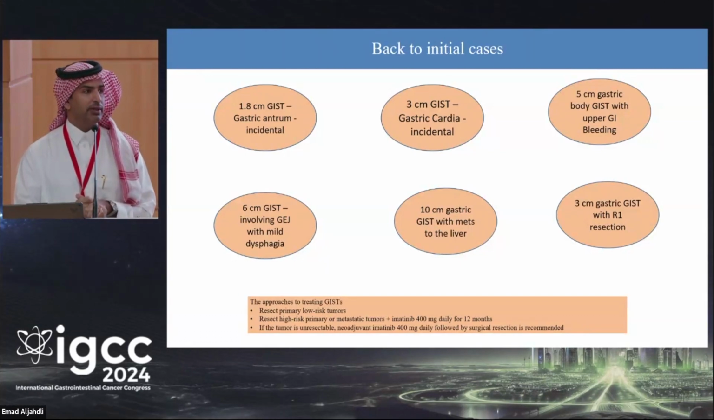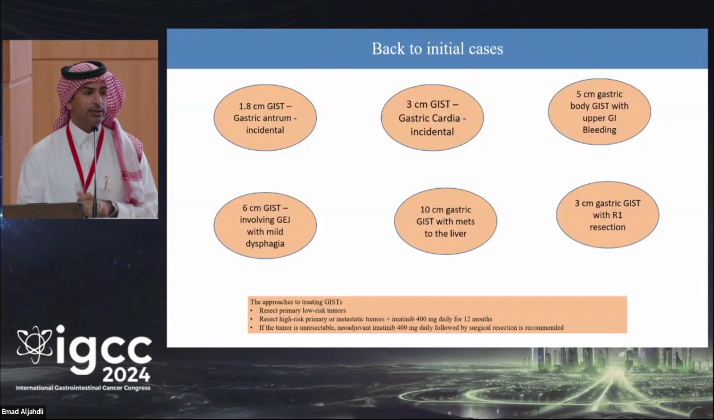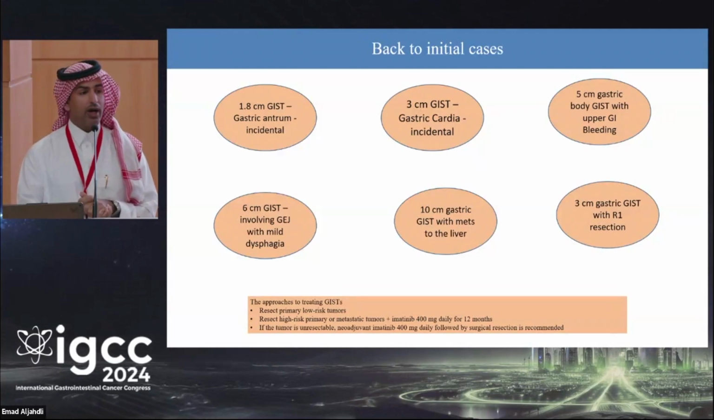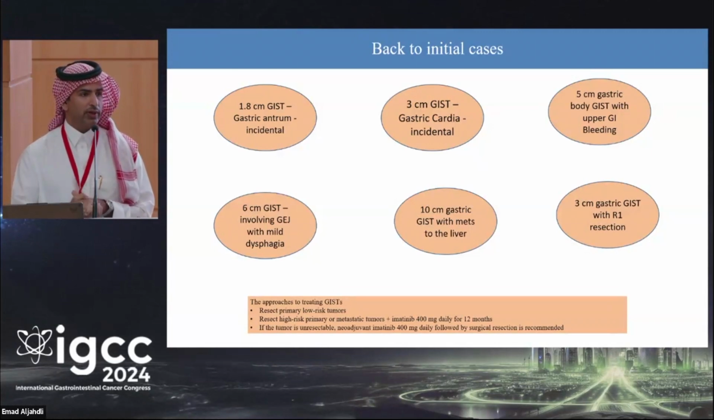For 5 centimeters with GI bleeding, this is out of the options, so you need surgery for that. If it involves the GE junction with mild dysphagia, you have to decide with the multidisciplinary team, you may offer them therapy first until you reduce the size, and then you remove it. For liver metastasis, this is advanced. You have to get the mitotic count and the molecular type, and then you decide on adjuvant therapy. And for R1 resection, you go with adjuvant therapy and follow up.